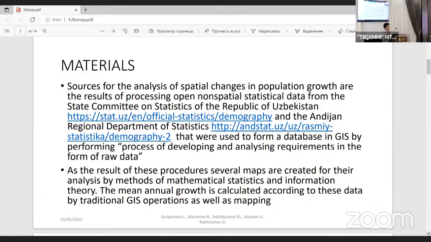And also the data of the Department of Statistics. This open data we used for building a database in GIS by the standard process of developing and analyzing requirements. And as a result of these procedures, several maps were created. And they were used for analysis by means of mathematical statistics and information theory. The mean annual growth is calculated according to these data by traditional GIS operation as well as map model.